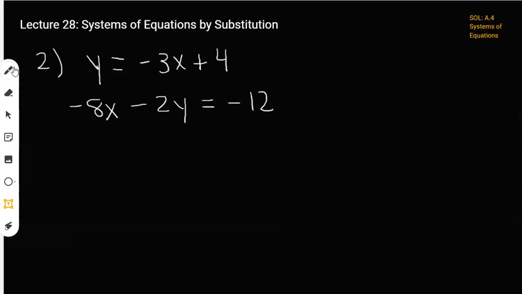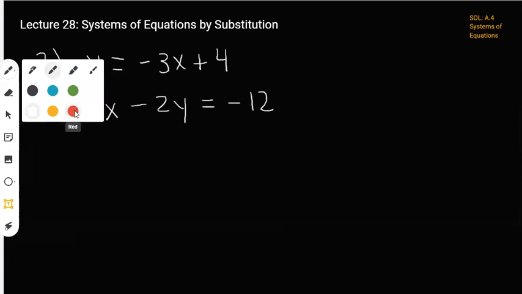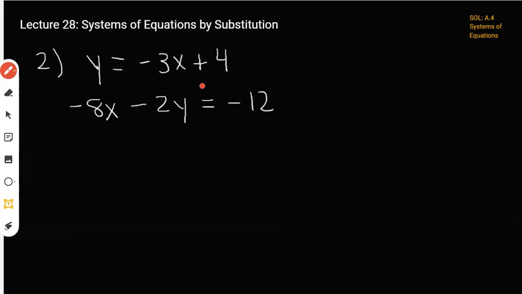So the first thing that I'm going to do is underline the negative 3x plus 4 in red. Y is equal to this. So y and negative 3x plus 4 are basically the same thing because they're equal to each other. So I'm going to plug this in for y in the bottom equation. I'm going to draw an arrow to the y right here.